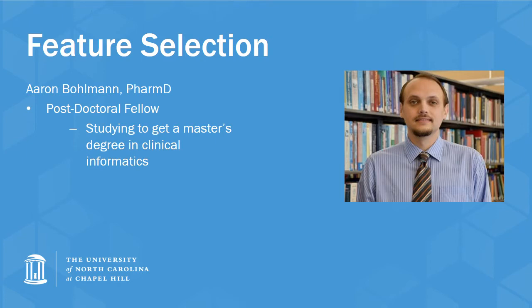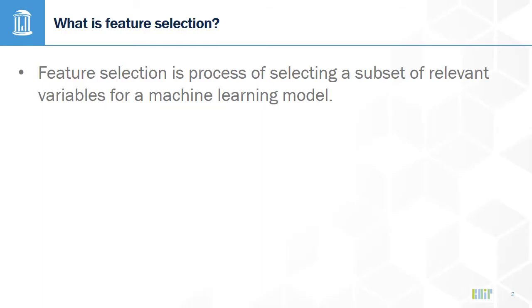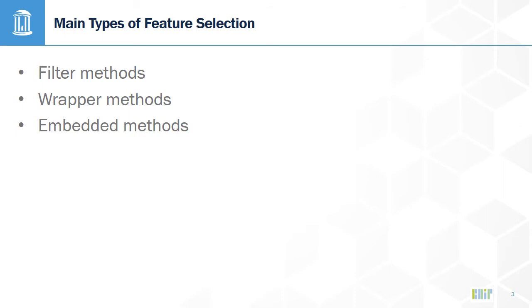In this video, we will talk about feature selection. So what is feature selection? Feature selection is the process of selecting a subset of relevant variables for a machine learning model. Today we will be discussing the three main types of feature selection methods, which include filter methods, wrapper methods, and embedded methods.